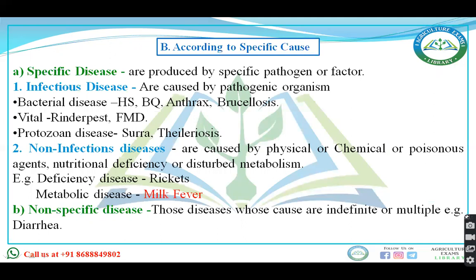When you talk about classification according to a specific cause, one is specific, meaning you know the specific pathogen or factor. That is infectious, if it is caused by any pathogenic organism, or non-infectious, caused due to nutritional or metabolic disorder or nutrient deficiency. In infectious, you see bacterial diseases like HS or black quarter, anthrax, brucellosis; viral, rinderpest and FMD; and protozoan, surra. Okay, and non-infectious: deficiency diseases like rickets, metabolic diseases like milk fever. Now non-specific, those diseases whose causes are indefinite or multiple, like diarrhea. We do not know the specific cause of diarrhea.